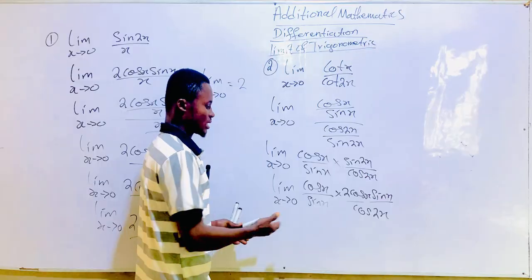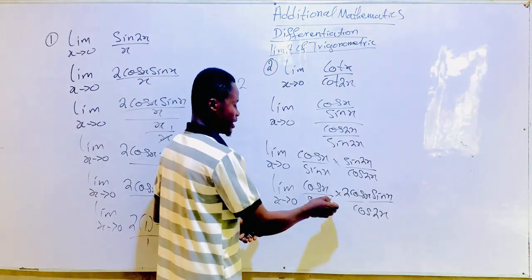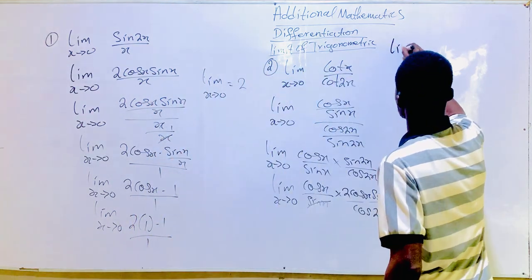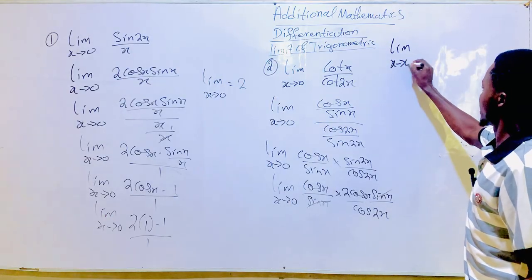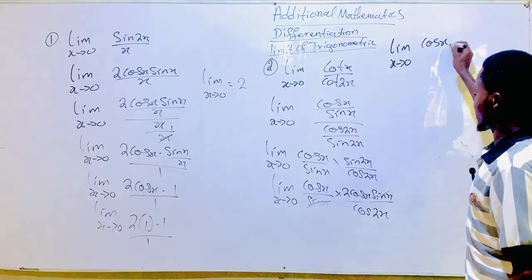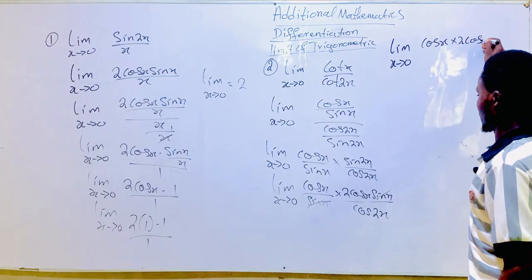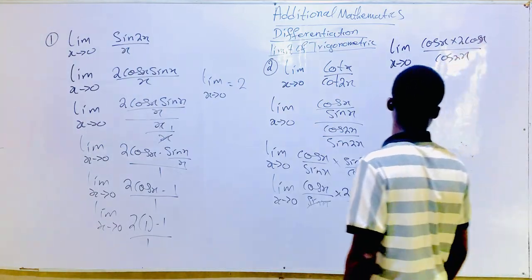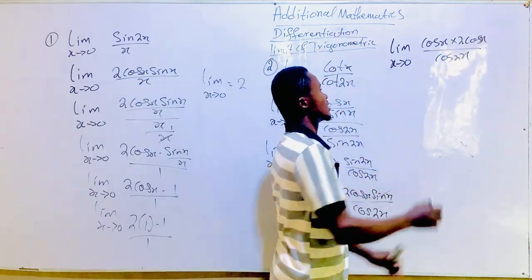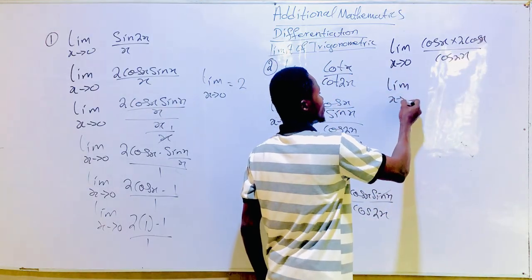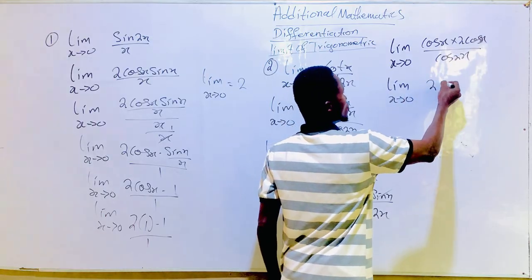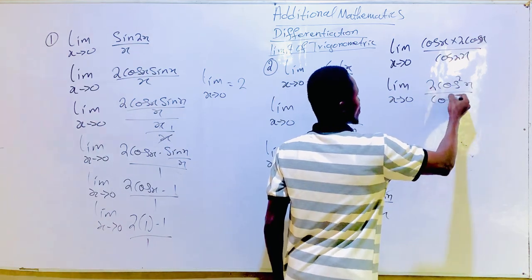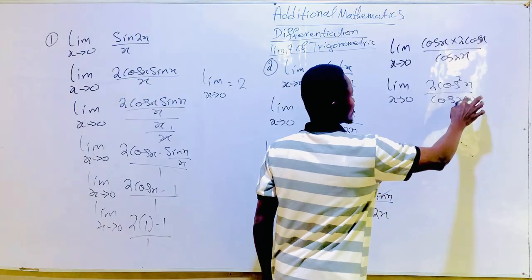Now we can see that this is cross multiplying, so this sine x will cancel that sine x. So you'll be getting the limit as x approaches 0 of cos x times 2 cos x all over cos 2x. Now we can multiply this and this. That will give us the limit as x approaches 0 of 2 cos squared x all over cos 2x.